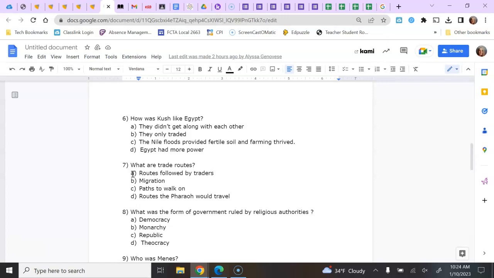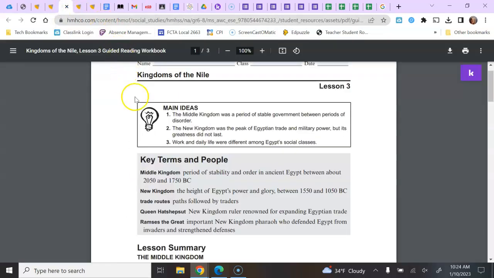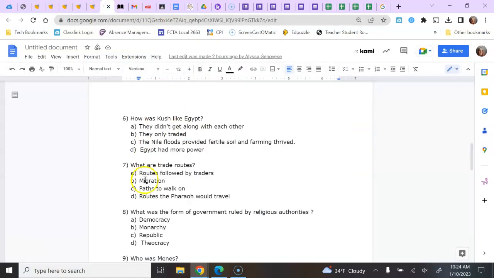Question 7. What are trade routes? You can find that in workbook lesson 3 in your key terms and people box. Trade routes is the third word down: paths followed by traders. So what are trade routes? A, routes followed by traders. B, migration. C, paths to walk on. Or D, routes the Pharaoh would travel.